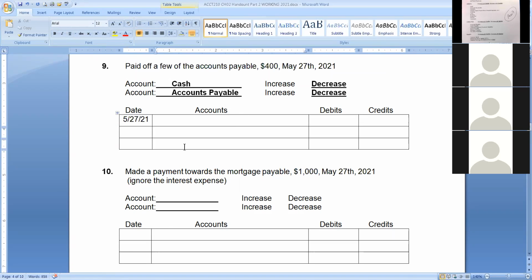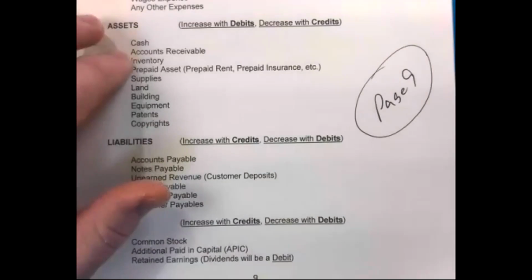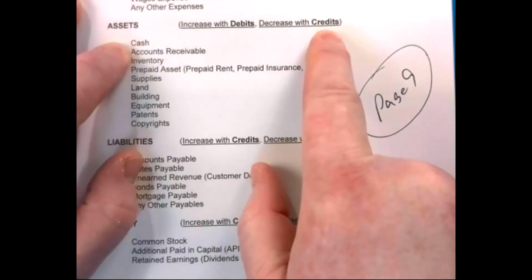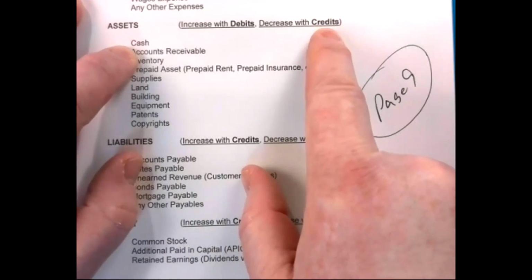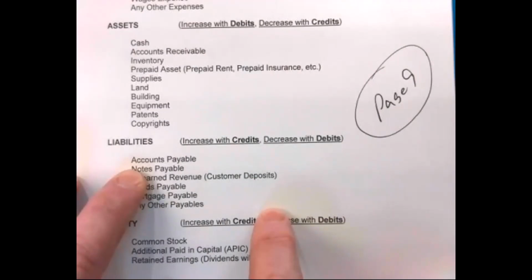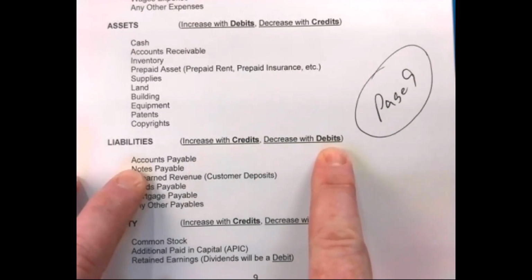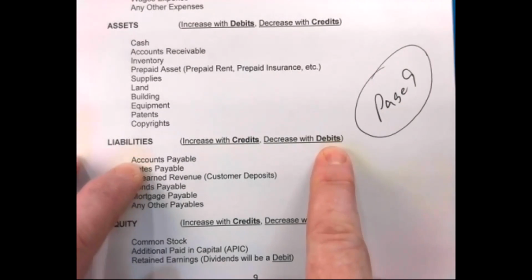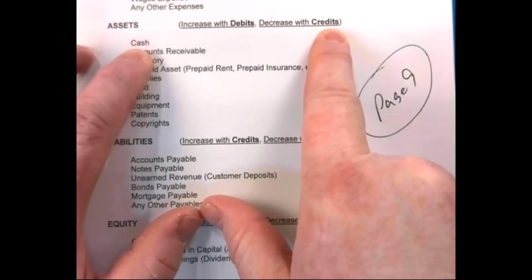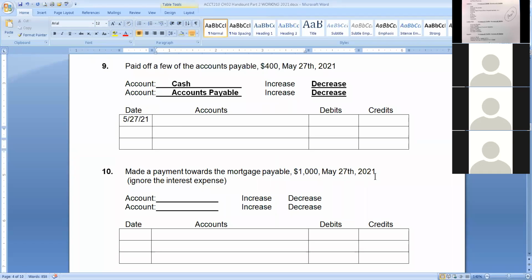All right, so let's go to our table. Cash is going down. So it'll be a credit. Accounts payable is going down. So it'll be a debit. So accounts payable decreases with debits. It'll be a debit. Cash decreases with a credit. So we have our debit and our credit. And let's go back here. So accounts payable gets the, you can put them in any order you want.